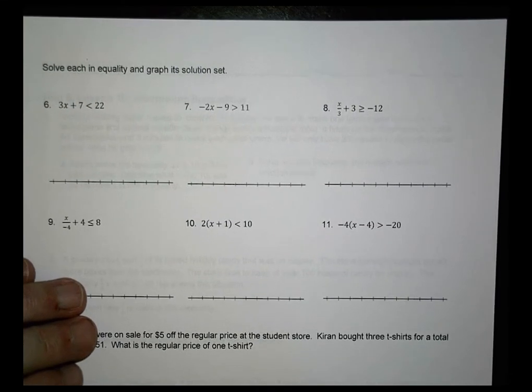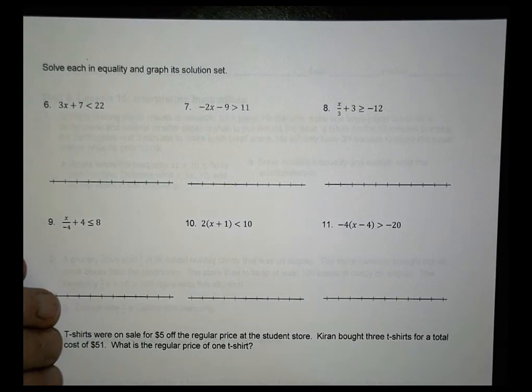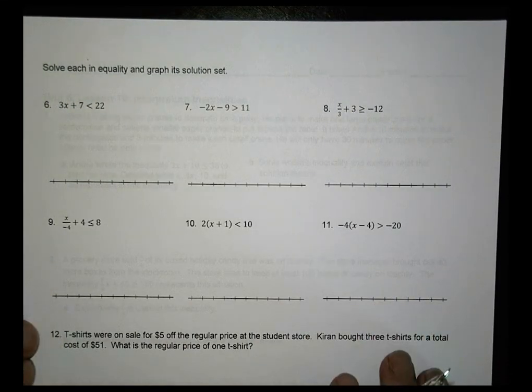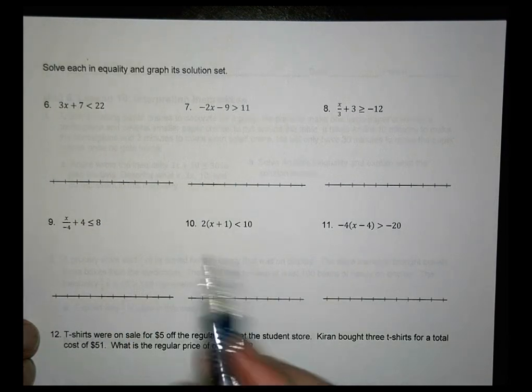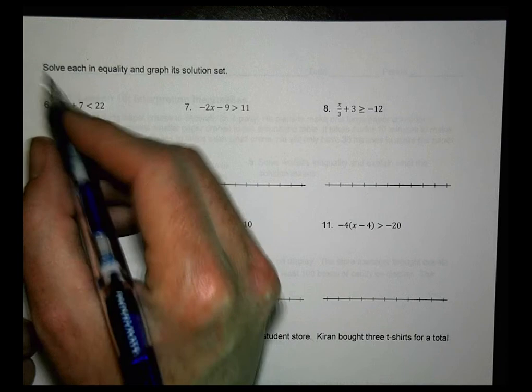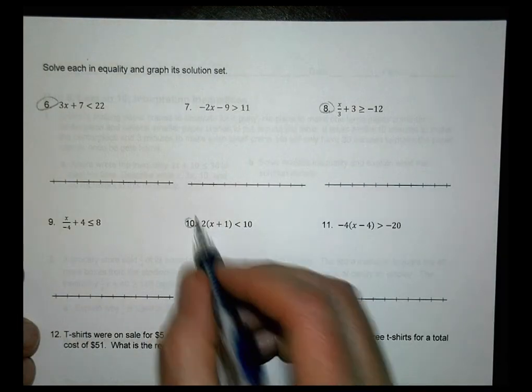It says to solve each inequality and graph its solution set. And we see that there are basically 6 problems here that they want you to solve. It's a lot like doing the equations we had in prior lessons, but now we have an inequality that we're working with instead of just an equal sign. So I'm going to do a few. I'm going to do number 6, number 8, and number 10.